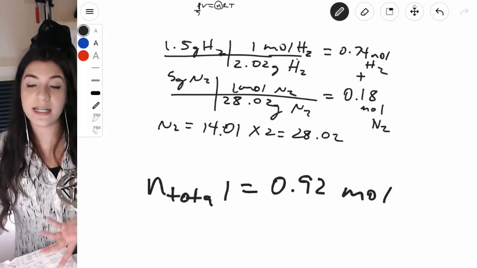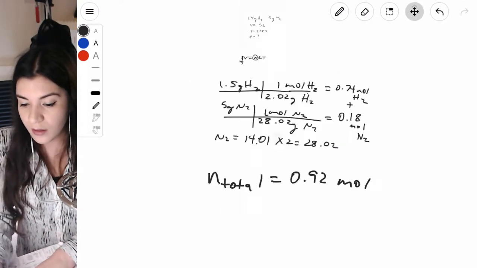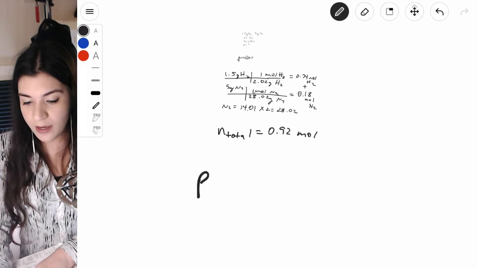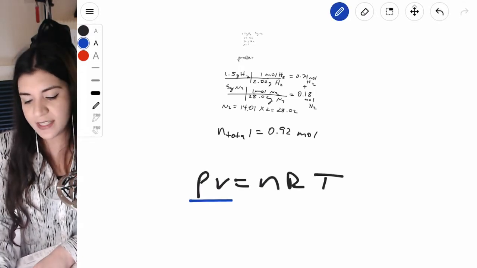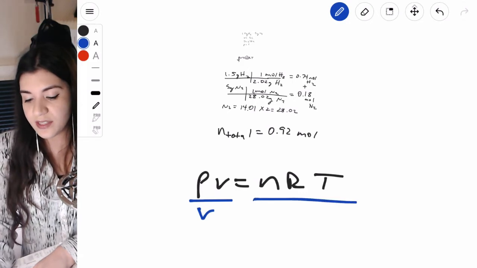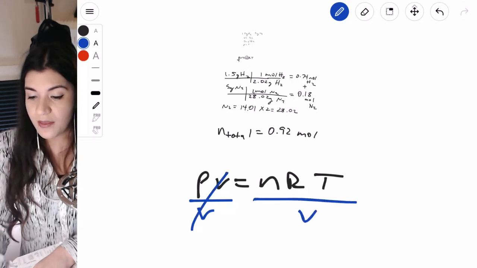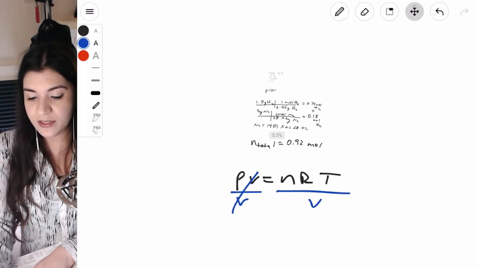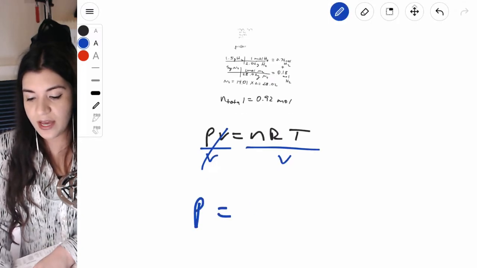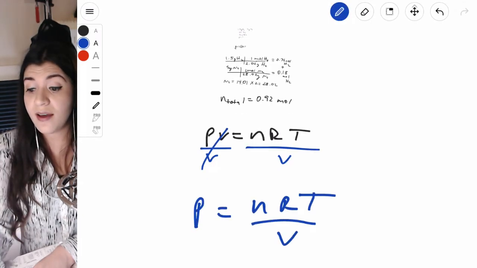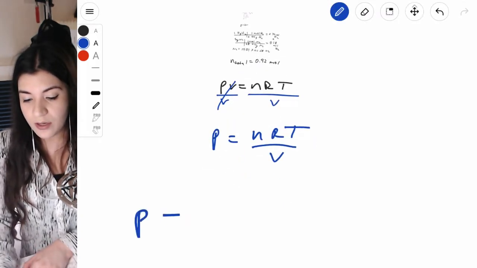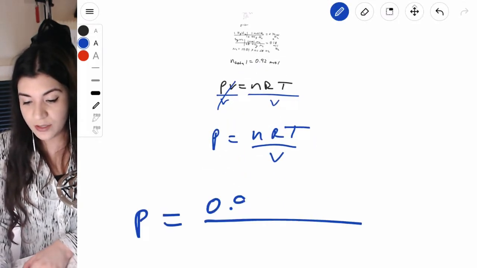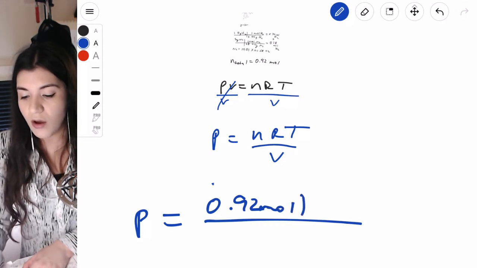Now we can plug it into the ideal gas law. I'm just going to rewrite this formula and solve for P to make it easier. So I'll divide V to both sides. Those cancel. And then our actual formula is really just P is equal to nRT divided by V. Plug everything in, and that'll give us the pressure. So n we stated was 0.92 moles.